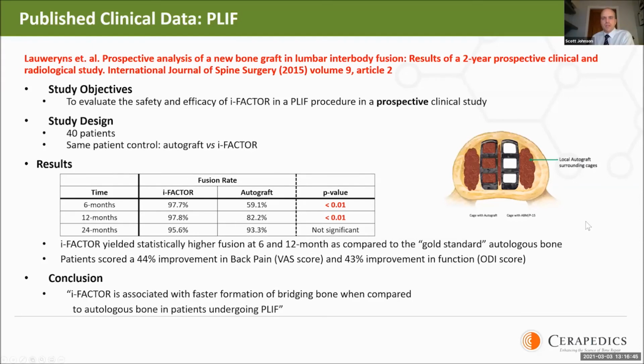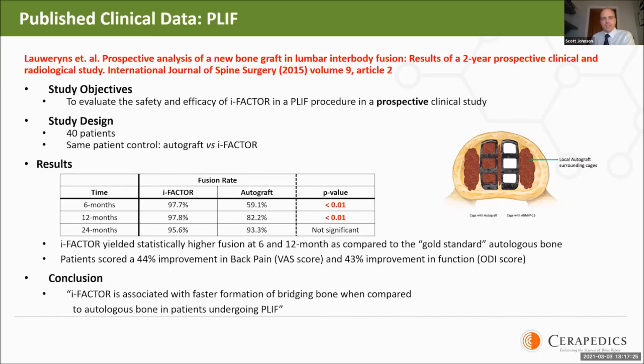This is a very interesting study from Belgium involving patients treated with PLIF cages. In this situation, the patients were treated and used as their own control, so it was an intra-patient control. One cage was filled with iFactor and the adjacent cage was filled with autograft. So it was the same patient side-by-side evaluation of fusion. And at 6 months, iFactor cage yielded a much higher fusion rate compared to that of autograft, 97% compared to 59% at 6 months. And that was a statistically relevant difference.